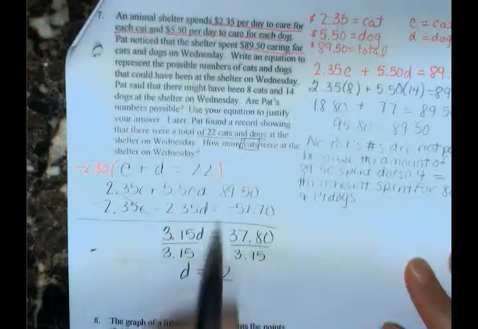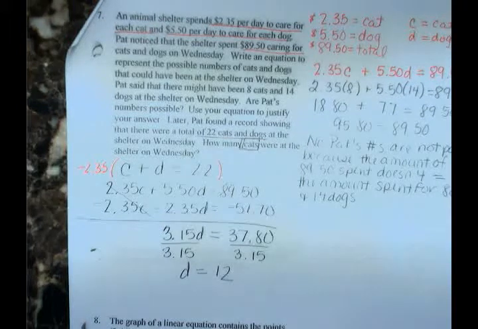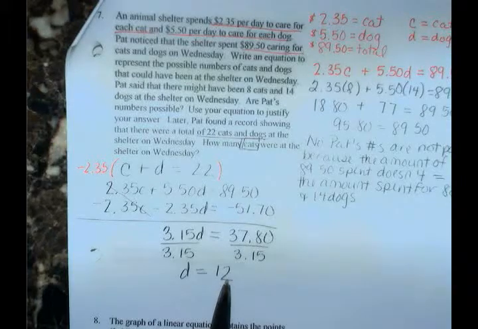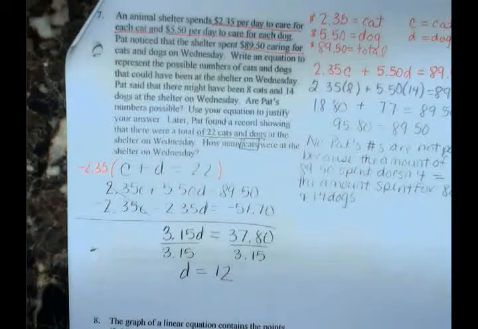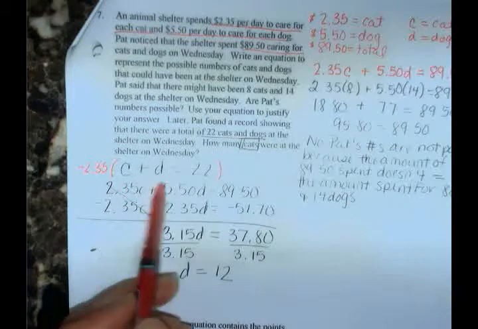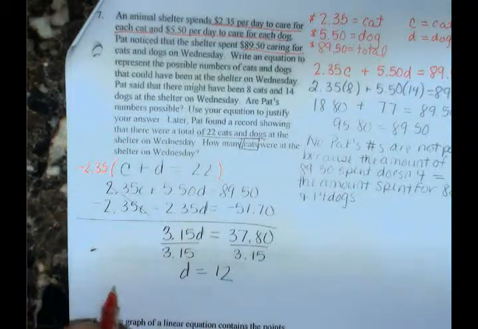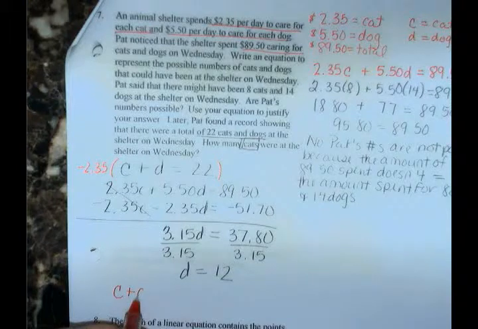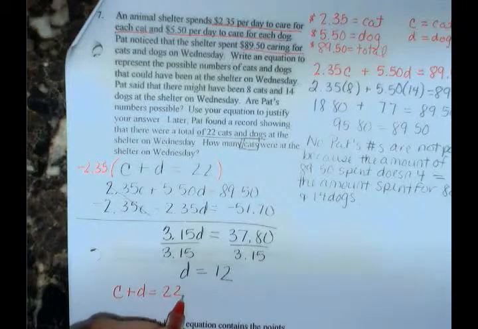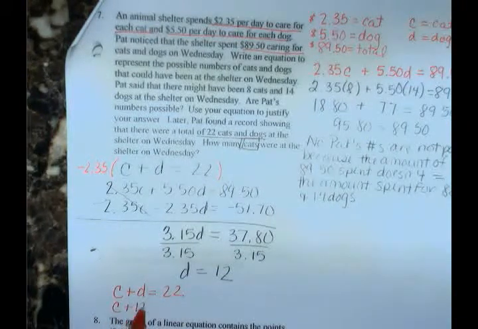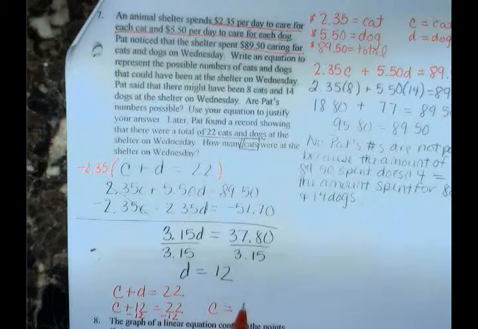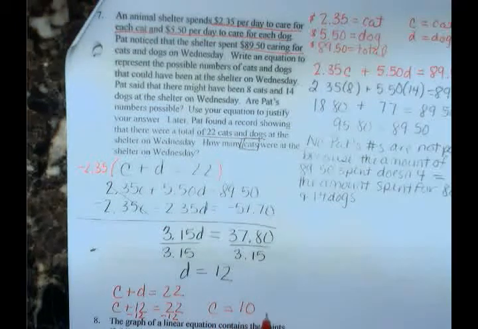We go back to the question though. It asks us how many cats were at the shelter on Wednesday. We found out that there were 12 dogs. So that will tell us that we can easily figure out cats by substituting the number of dogs into our original equation of C plus D equals 22. So C plus 12 equals 22. When I subtract 12 from both sides, I get a value of 10 for my cats. So there were 10 cats at the shelter on Wednesday.